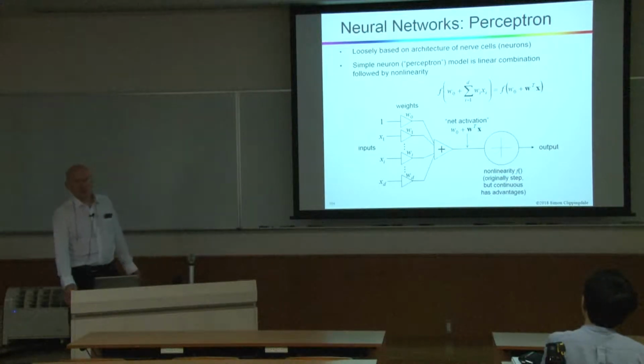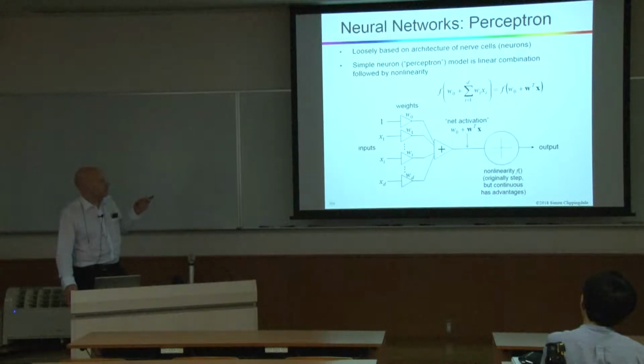With the advent, or the resurgence, of deep learning in the last few years, neural networks have become popular again for the 3rd time. Actually, this is the 3rd time they've been all the rage. These are loosely based on the architecture of nerve cells or neurons, hence they're called neural networks.